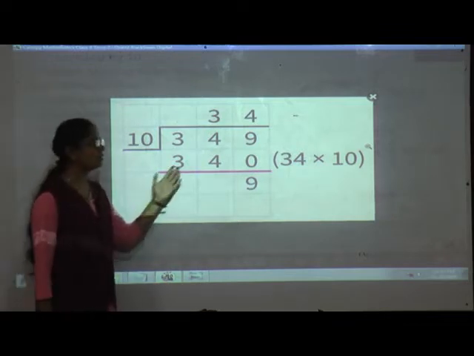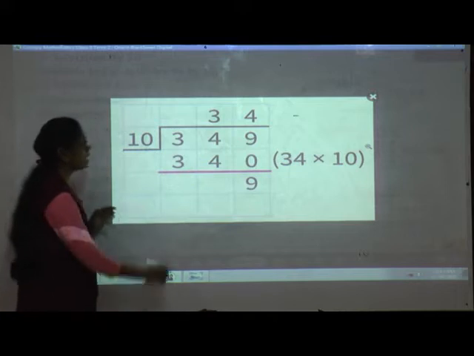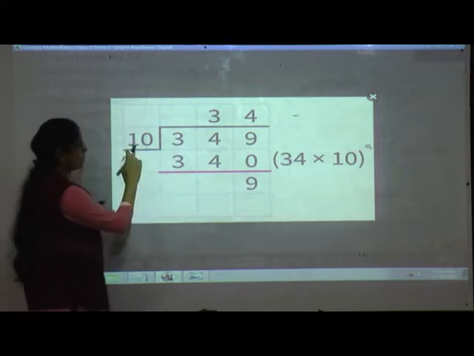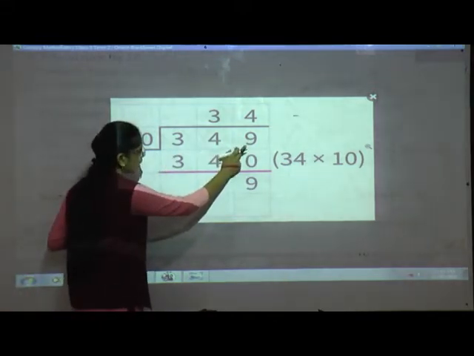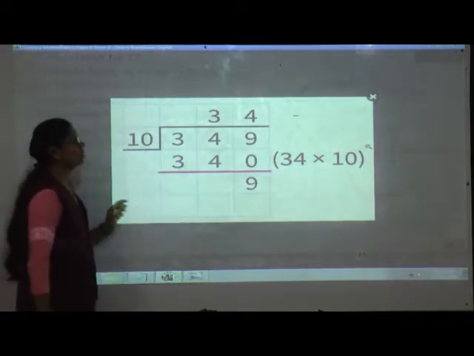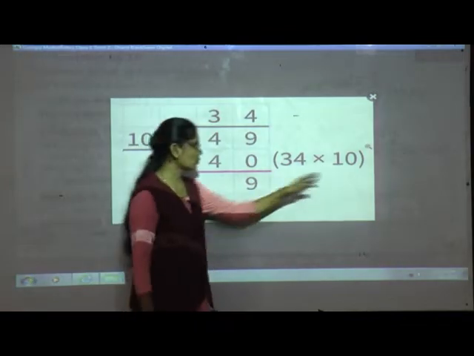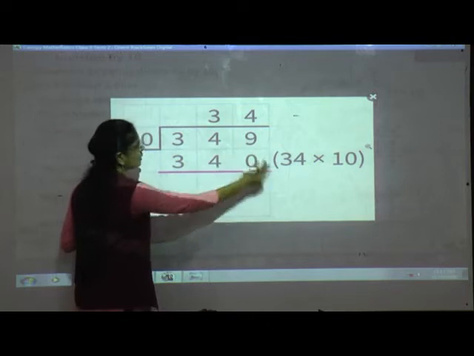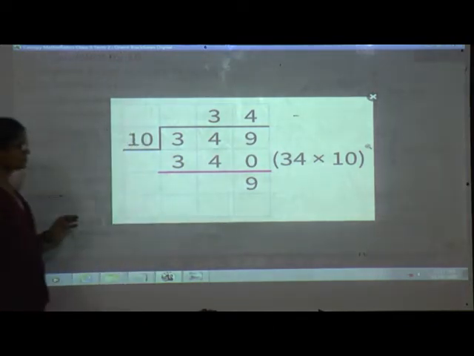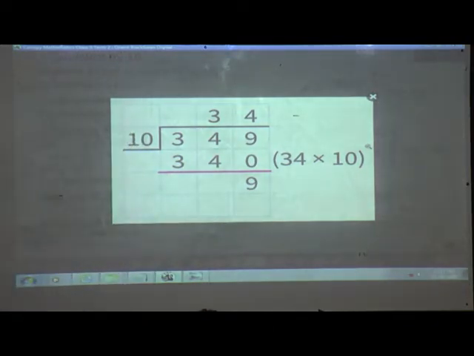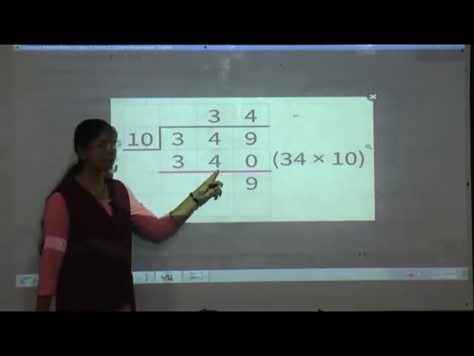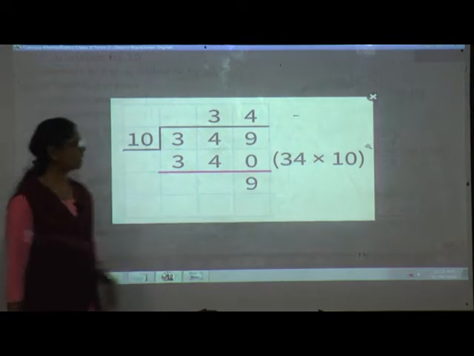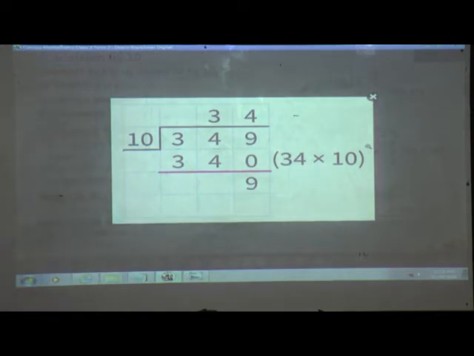Or else one more method is there. See the second method. 349. Now 34 into 10 we have to do. This 34 into 10 means what? 340. Then 349 minus 340, then you will get the remainder 9 and the quotient 34.